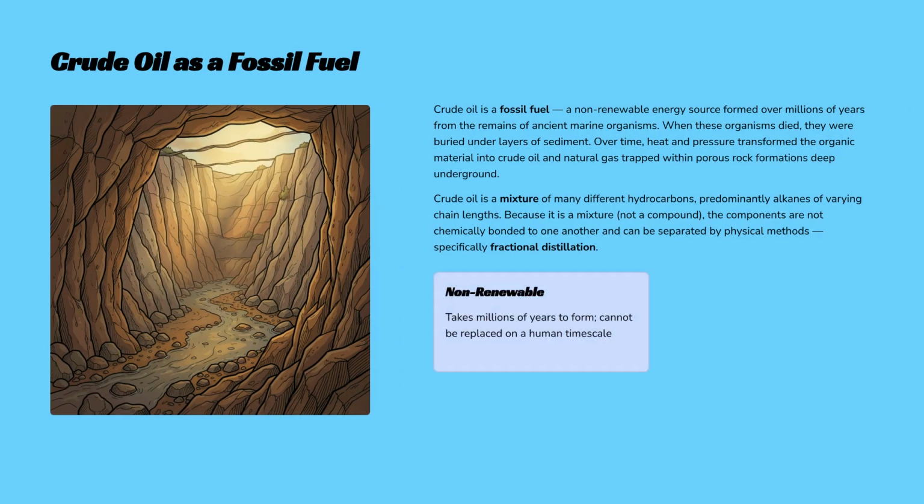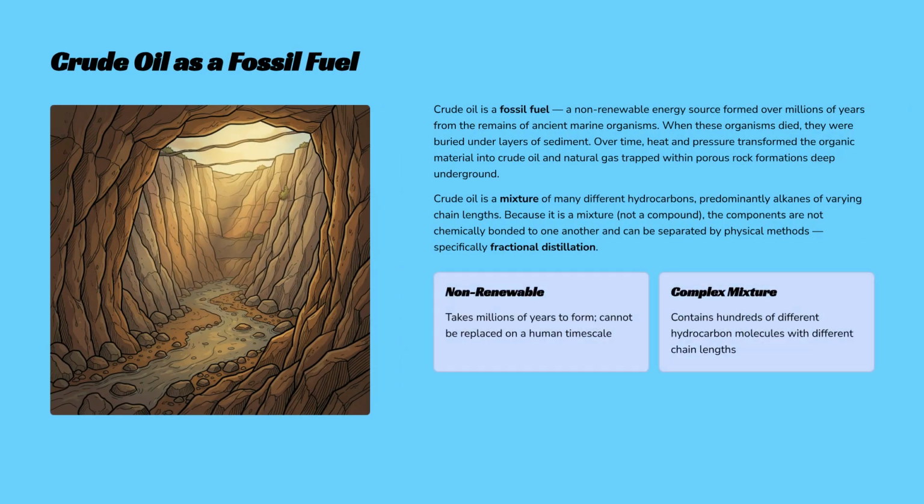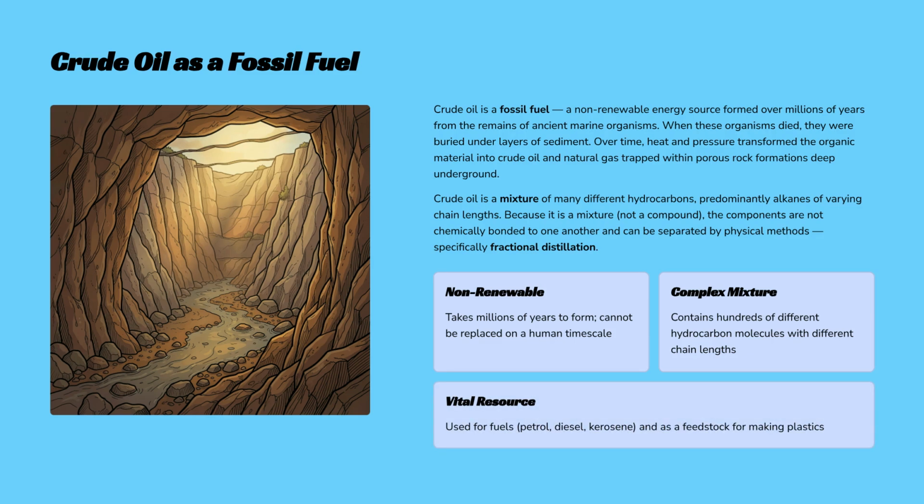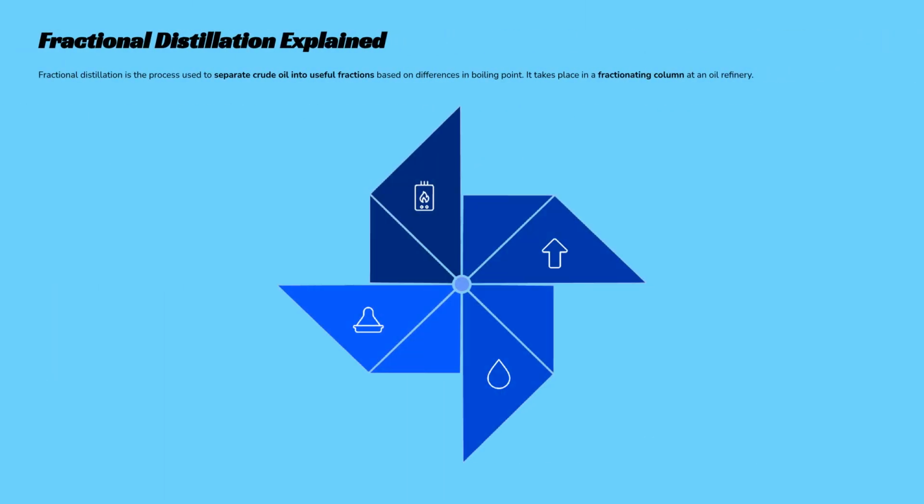Crude oil is a non-renewable fossil fuel formed over millions of years. It's a complex mixture of many different hydrocarbons, predominantly alkanes. Because it's a mixture, the components can be separated by fractional distillation. Crude oil is a vital resource used for fuels and as a feedstock for plastics. Fractional distillation separates crude oil fractions based on boiling points in a fractionating column.